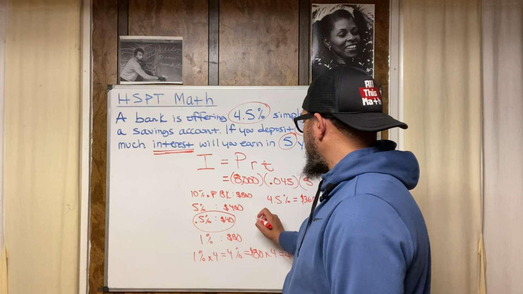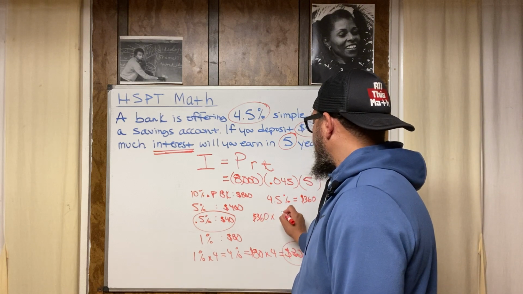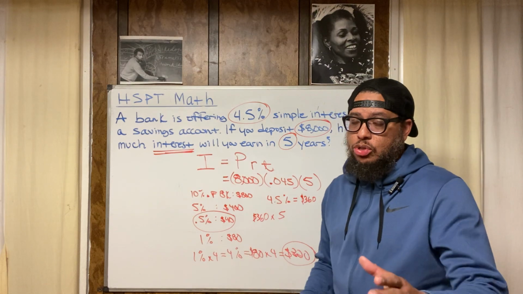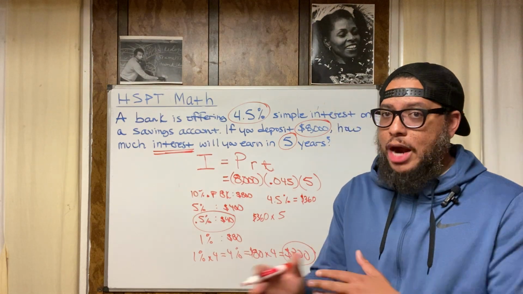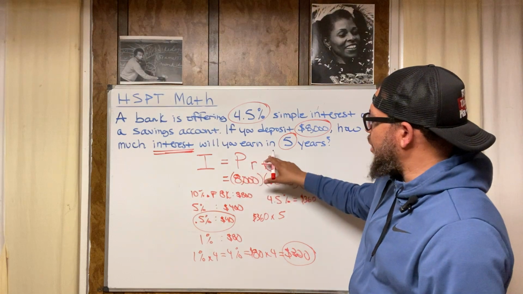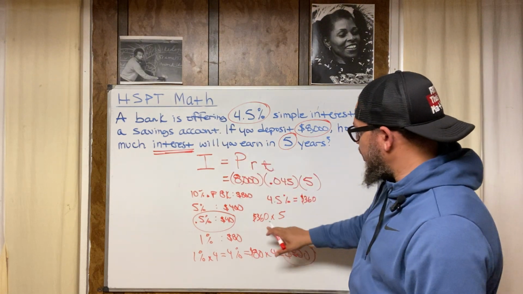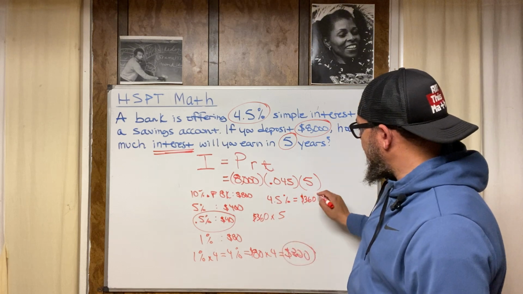So now we're going to do 360 times 5. Why am I doing times 5? What I tell you, always ask why. Why are you doing that step? Because the formula says the principal times the interest rate times time. We already did the principal times the interest rate. That's what this is right here. That's how we got 360.